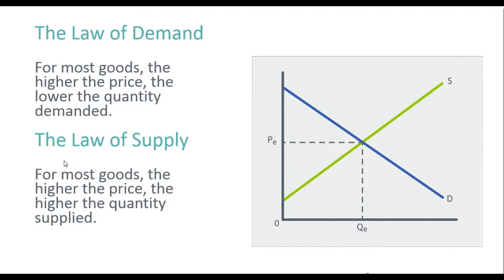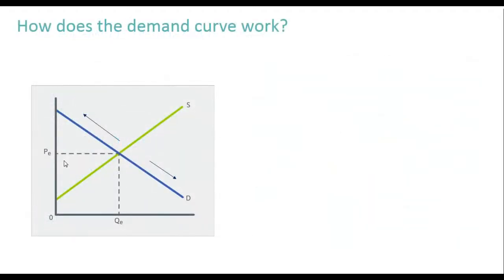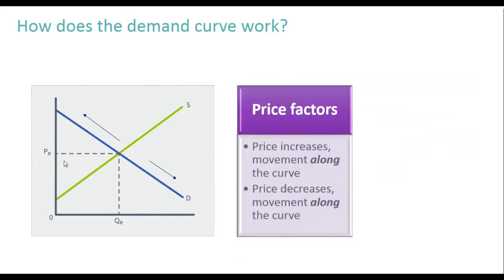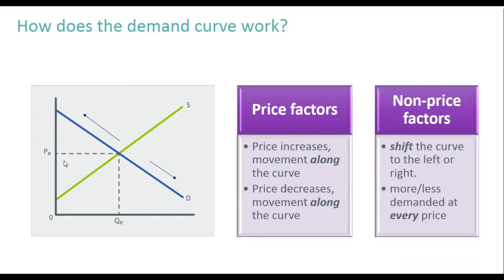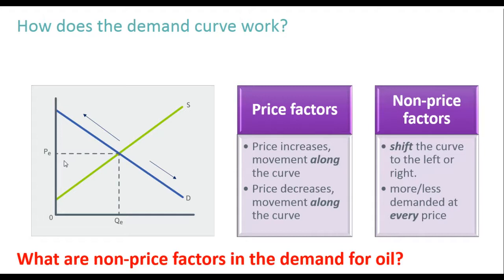Okay, so let's look at these in a bit more detail. First of all, the demand curve. So what happens when price changes? Well, when price increases, we'll move along the curve in the direction of the arrow up the way, but when price decreases, we will see a movement along the curve in the downward arrow direction. Non-price factors will shift the curve entirely to the left or to the right, and so more or less will be demanded at every price.